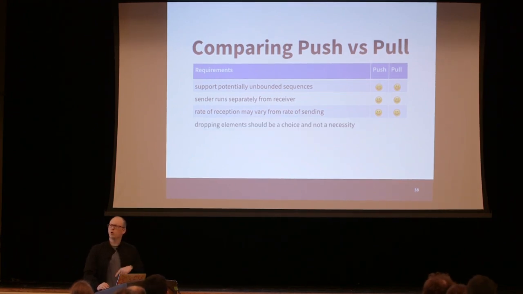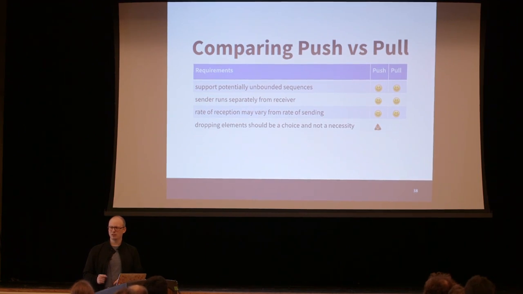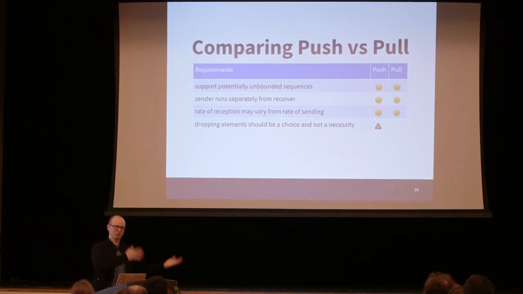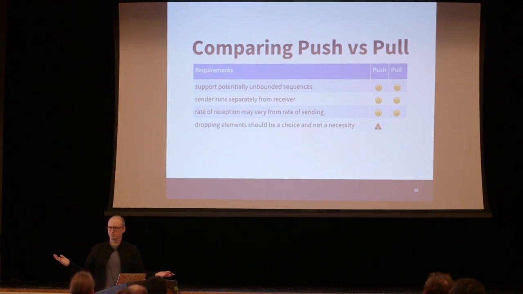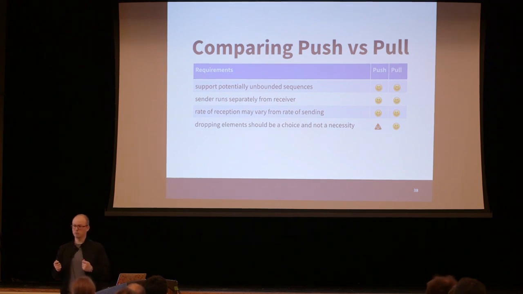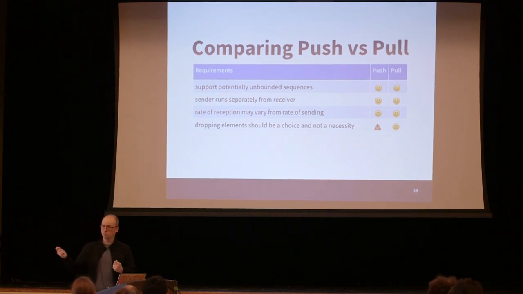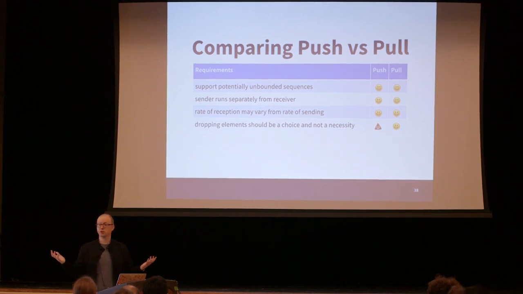But how about we don't want to drop stuff, or we don't necessarily want to drop stuff? That doesn't work well, right? We push stuff, the receiver is not ready to receive it, then we'll have to drop it. Doesn't work. With pull, it works, though. The receiver can just choose to pull whenever it's ready for information.